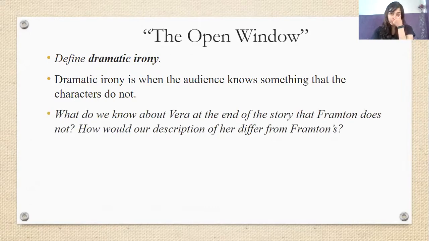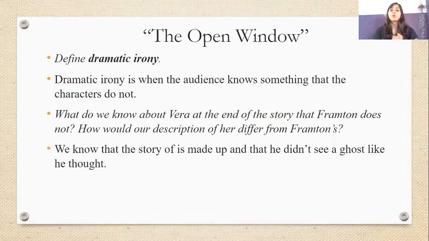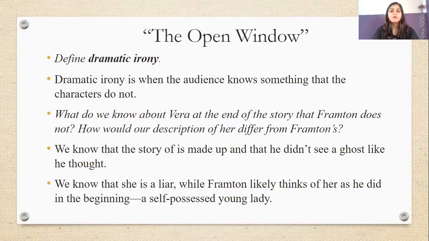What do we know about Vera at the end of the story that Frampton does not know? How would our description of her differ from Frampton's? Now we know that the story is all made up and he didn't see a ghost like he thought. So we all know that there were no ghosts coming. Those three human figures that were coming, they were no ghosts. They were actually human beings. And they had actually gone for playing a game and they've returned back. But he thinks that he's seeing ghosts. We know that she's a liar.